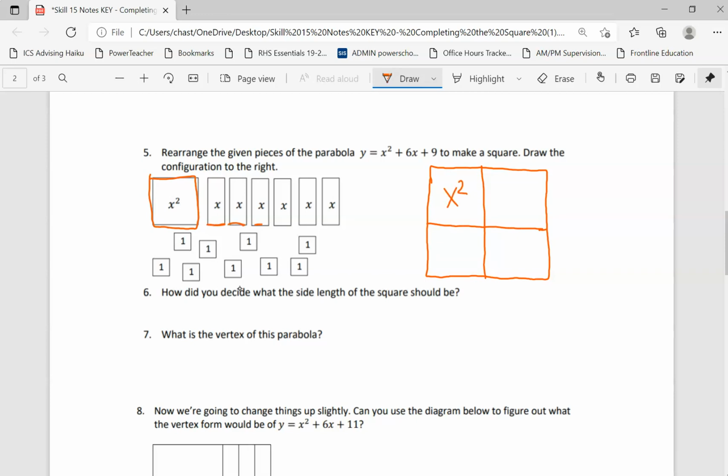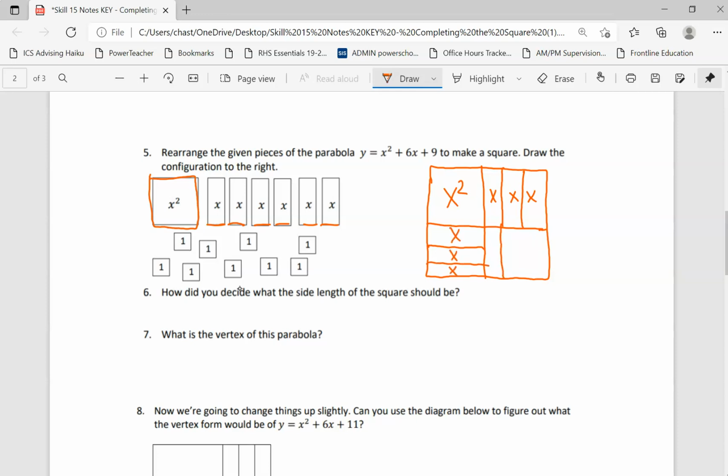I have 1, 2, 3, 4, 5, 6 x's. So when I think about that, I'm going to need 3 of them over here, and I'm going to need 3 of them over here. Oh, that looks terrible. Okay, so x, x, x.